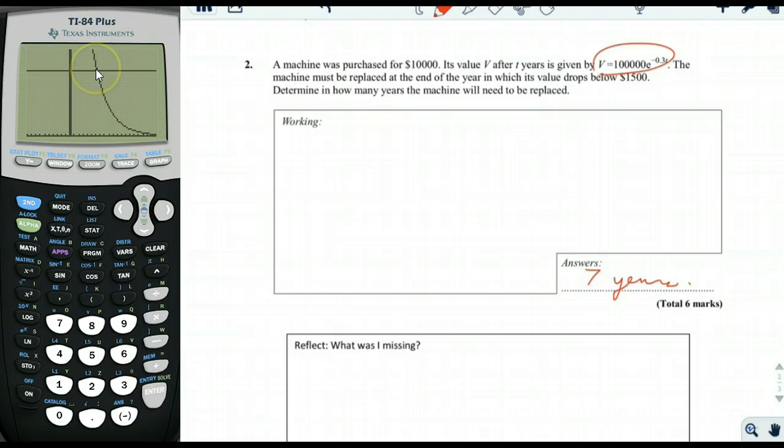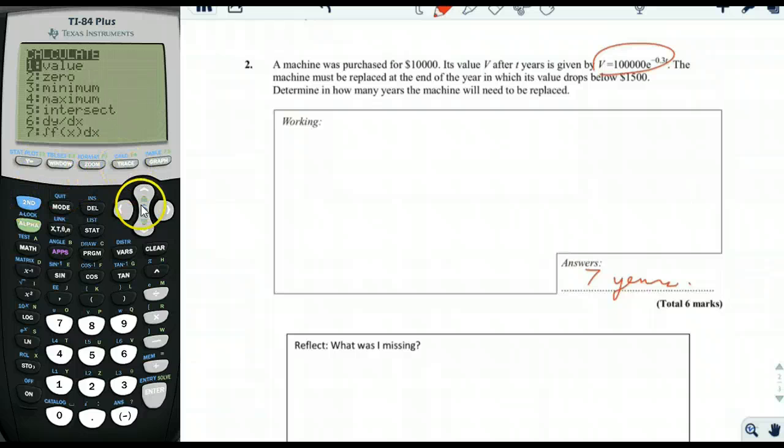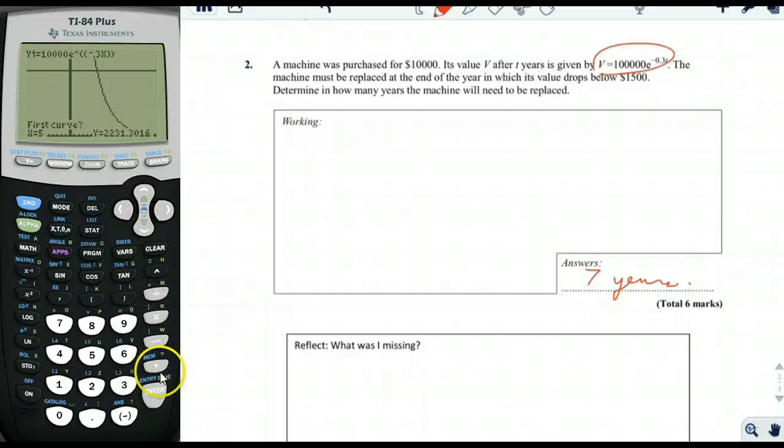Okay, let's find the intersection of that point, and that will give us the x value, which makes the y value exactly 1,500. So we go second calc, intersect, and then first curve is the exponent. Yes. Second curve is y equals 1500. Yes. Guess. It doesn't matter what you put because there's only one intersection. And the intersection is 6.3237, etc. Y equals 1500.